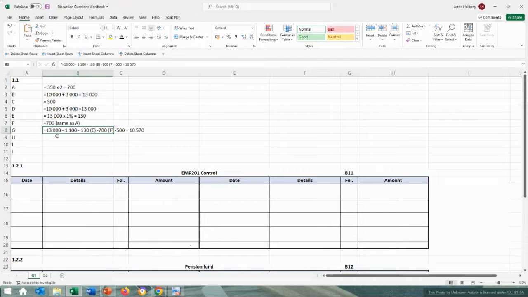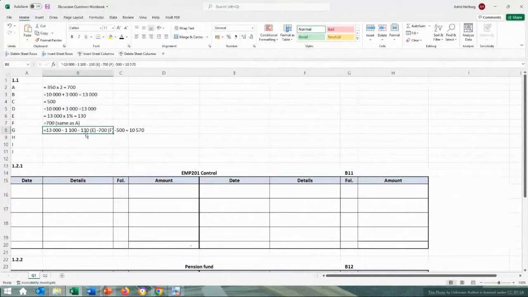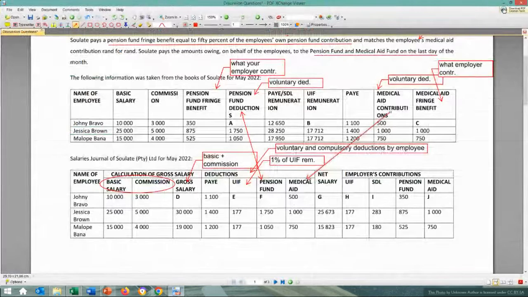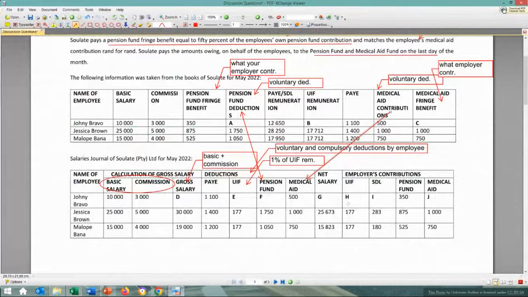So your calculation would be the 13,000, which is the gross salary we worked out, less the 1,100, which is the pay as you earn, less the 150, so what we calculated in E, less the 700 that we calculated in F, less the 500, that was your medical aid contribution, would give you a net salary of 10,570 Rand. Okay. Then on H, what is the UIF contribution that the employer needs to pay?